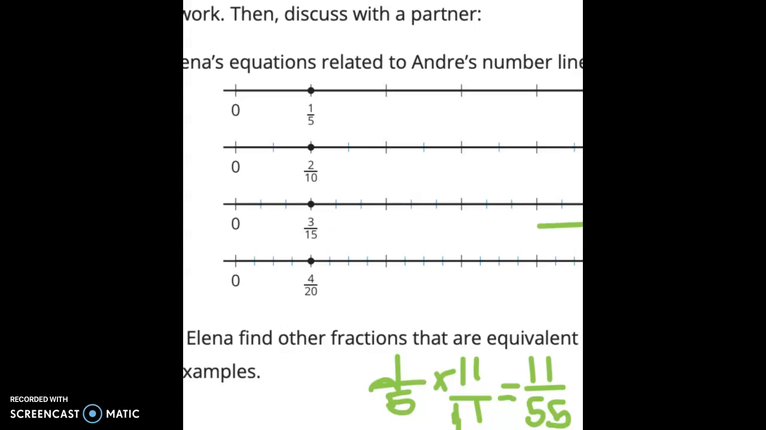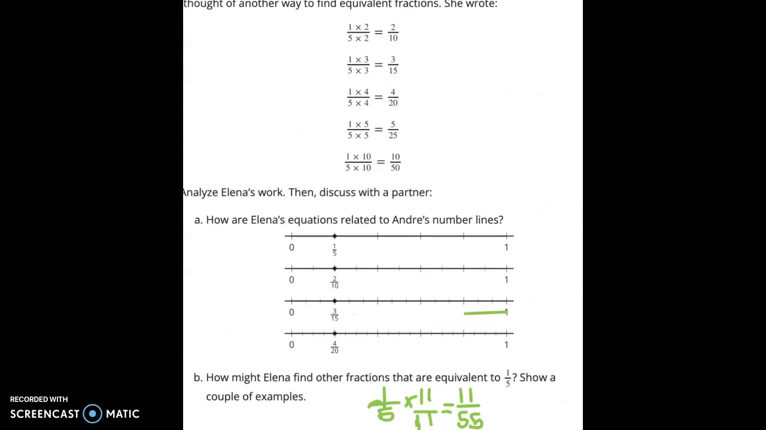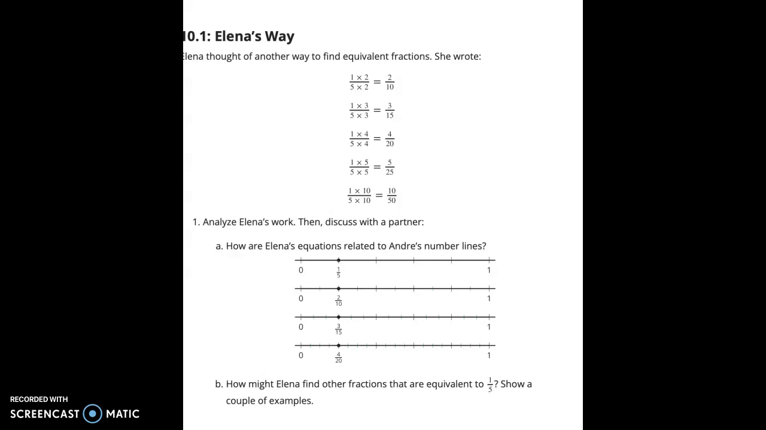Hang on a second. Screen's getting smaller for some reason. There we go.